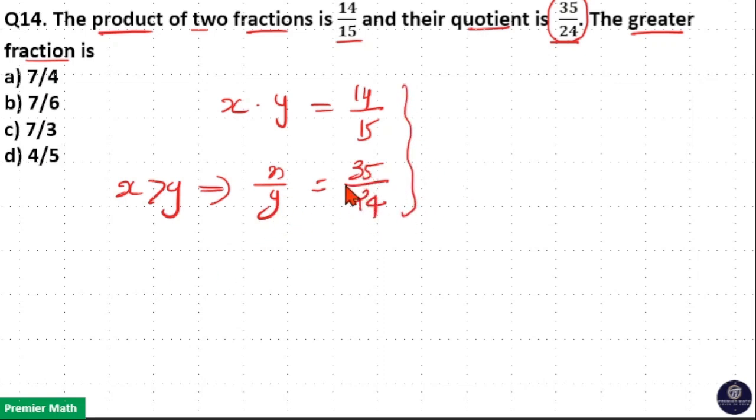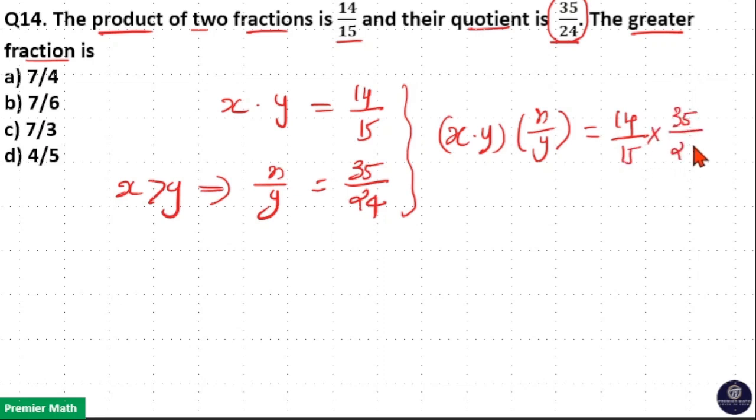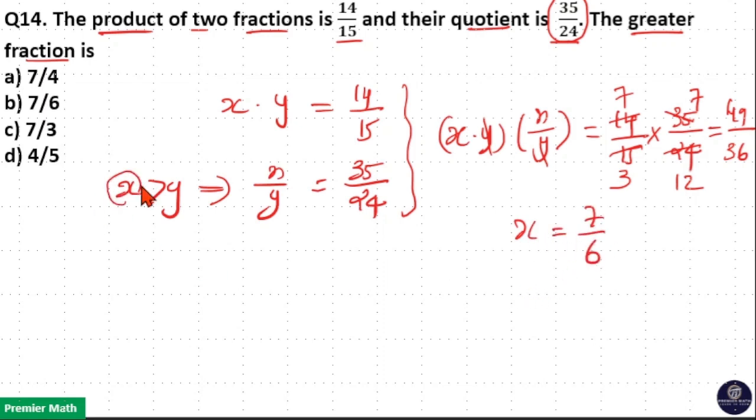So if I consider these two and multiply these two, that is product xy into quotient x by y is equal to 14 by 15 into 35 by 24. Here y and y cancel. X square is equal to, 5 goes 7 times in 35, 5 goes 3 times in 15, 2 goes 7 times in 14, 2 goes 12 times in 24, which means this is equal to 49 by 36. So x is equal to 7 by 6. Here x is greater than y, means greater fraction is 7 by 6. So option D is your answer.